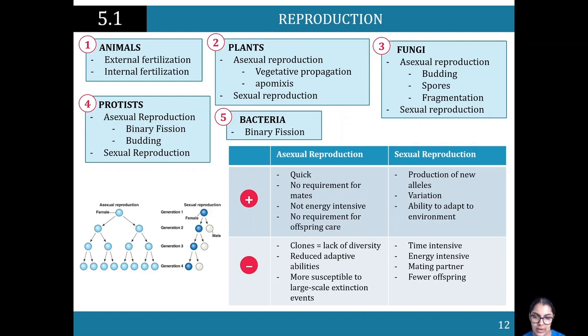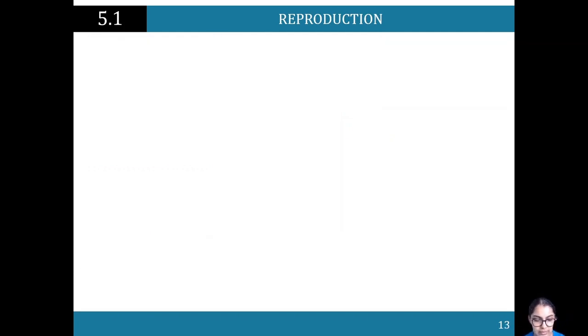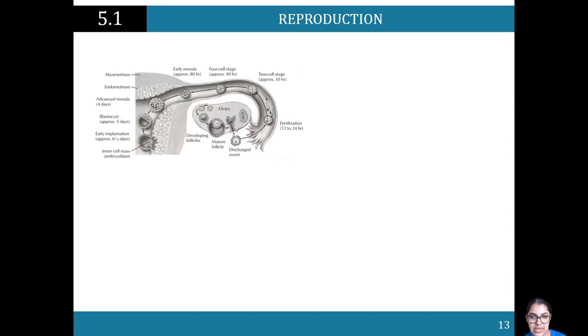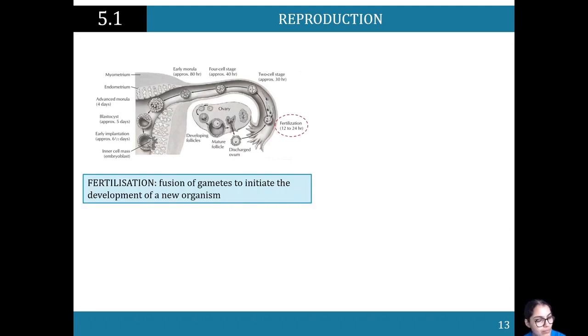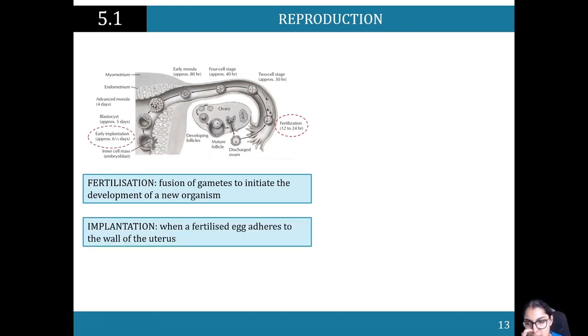Okay, here we go. Now let's have a look at reproduction in mammals. This is where we would look at the process of fertilization and implantation. You want to know what those processes are, and you want to know the structures that are involved. Fertilization is the fusion of gametes to initiate the development of a new organism, right? And it takes about 12 to 24 hours.